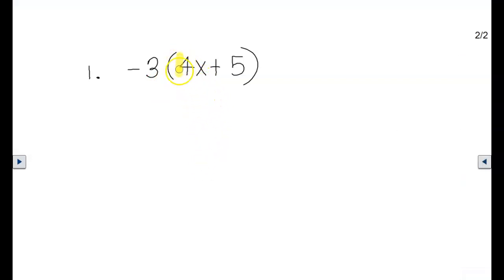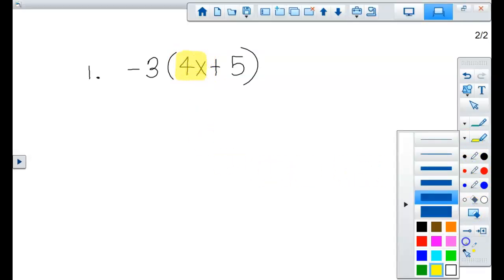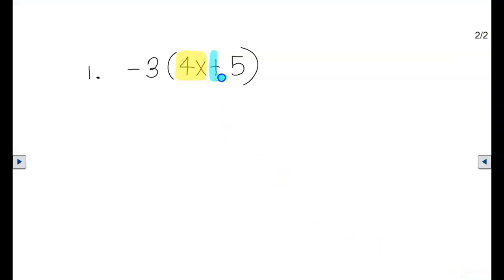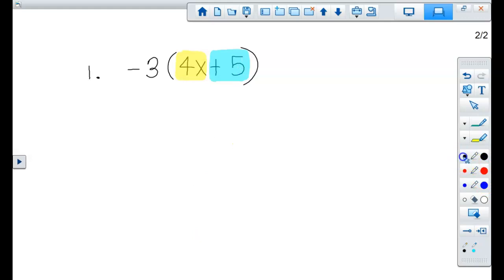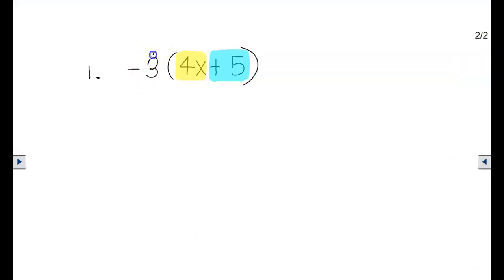So what are those members? Well, 4x is the first member. And then remember, I'm going to let that plus stay with that 5, which tells me that it is a positive 5. So I'm going to do -3 times each of those members that I just highlighted. So when I do -3 times 4x, -3 times 4 is -12. Attach the x. And then I do -3 times positive 5. -3 times positive 5 is -15. So I'll put -15. Minus because it's negative.